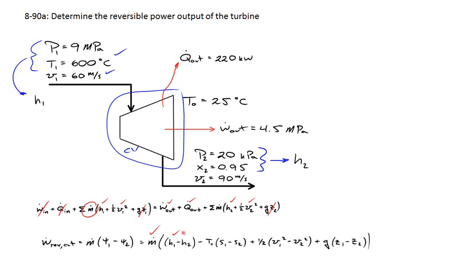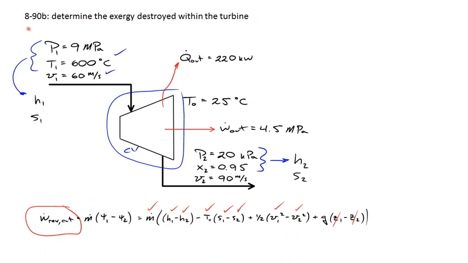You know the mass flow rate, you know the two enthalpies. T naught is given as 25 degrees C, or 298 Kelvin. We do know the velocities at both points, and we know the potential energy entering and leaving are the same. You can look up S1 and S2 because you know the pressure and the temperature, the quality of both streams. So we know S1, S2, and you can now calculate the maximum amount of work this device could do.